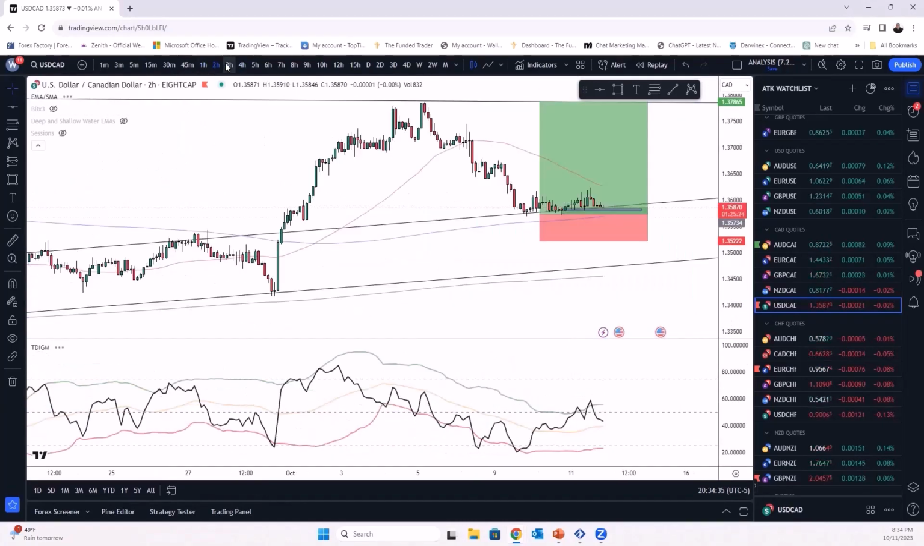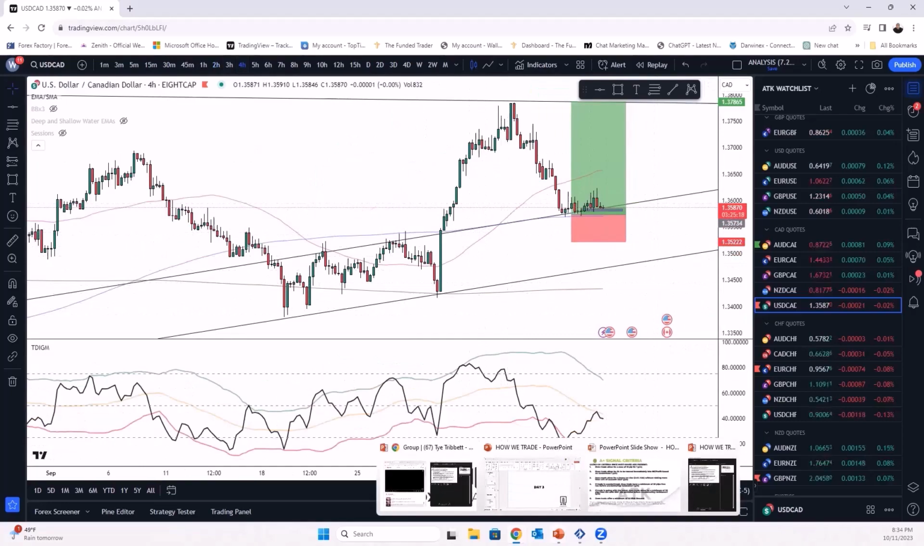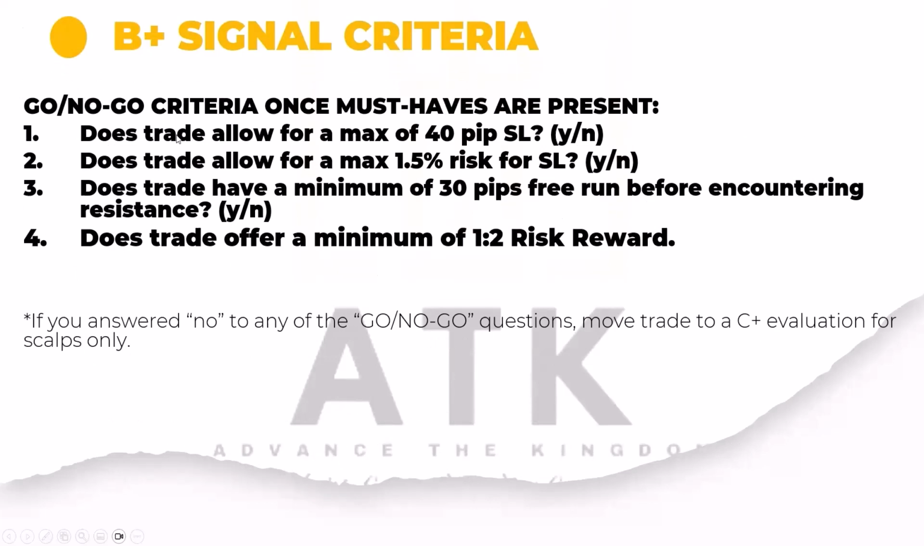I think this one's rejecting off the 1 hour, or a lower time frame. Yeah, the 2-hour 50, starting to reject off of. But still, do we have enough running room before we start running into resistance? And then does it allow at least 100 pips of potential profit? And can we at least get a 1 to 2 risk reward? If yes, then it's an A+ trade, and we can risk a lot on this one. But if not, then we go to the B. We go to see if it's a B.